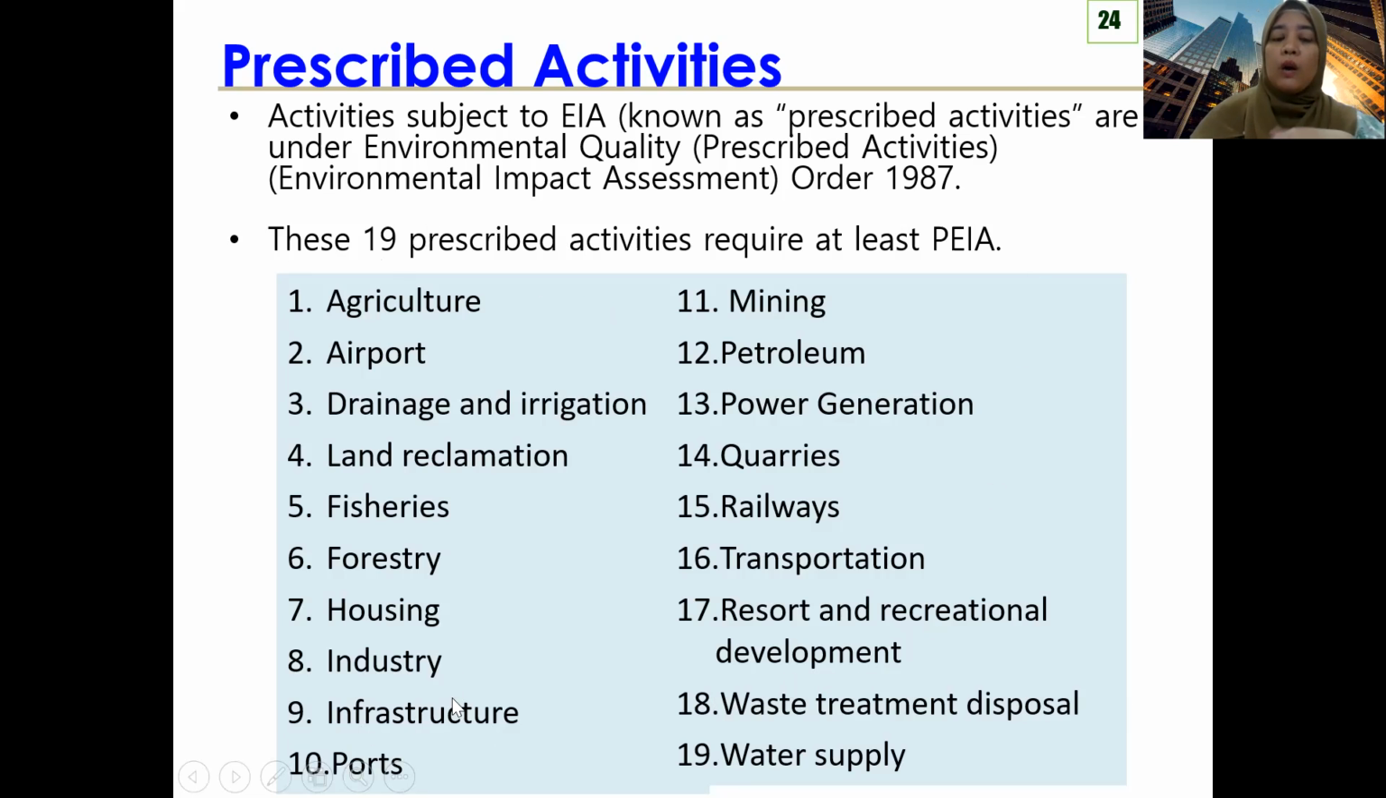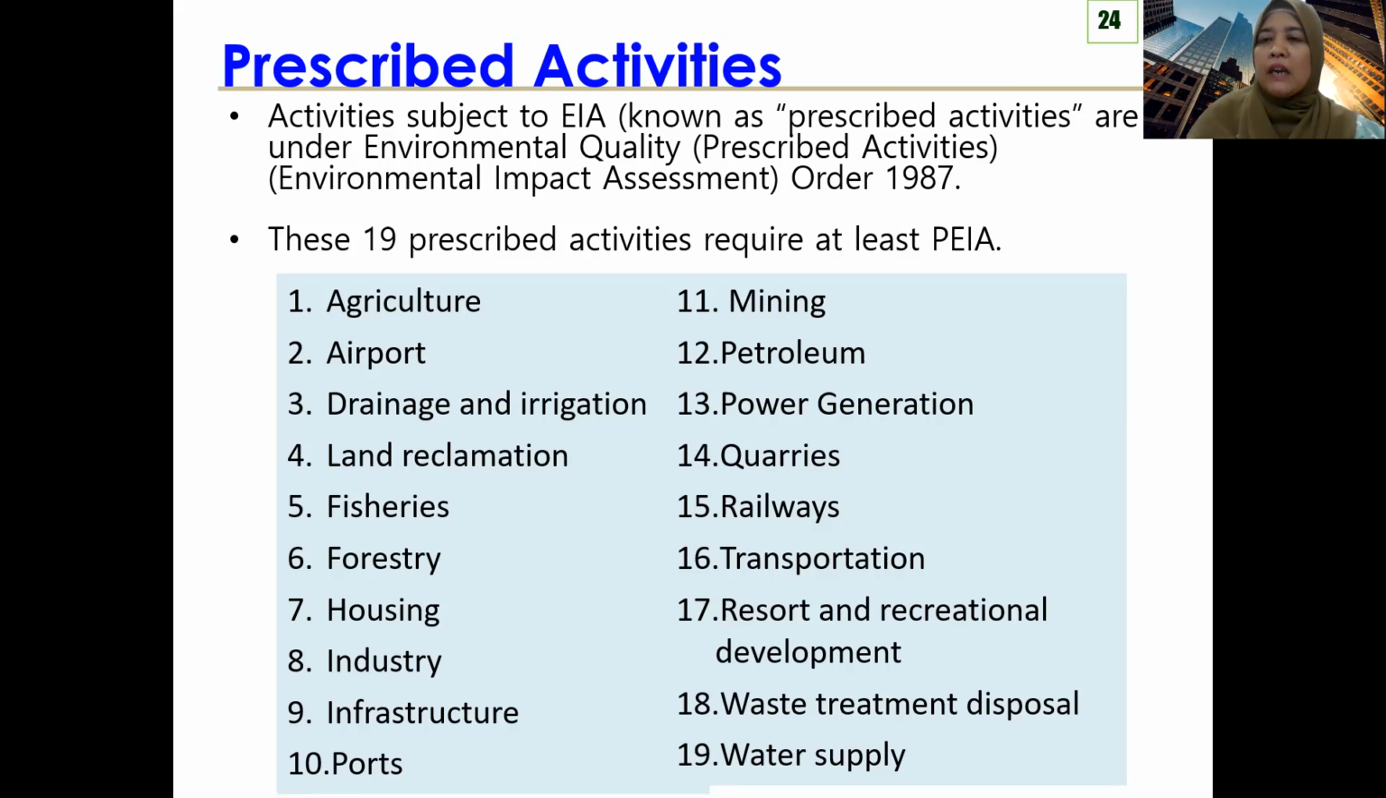For instance, let's go to the most relevant to us, which is housing, say real estate. We always mention housing. Once you decide to build a housing development, a township, for instance, there will be land clearance. Land clearance, we cut down trees, maybe we level hills, and so on. That can affect water catchment, for instance.